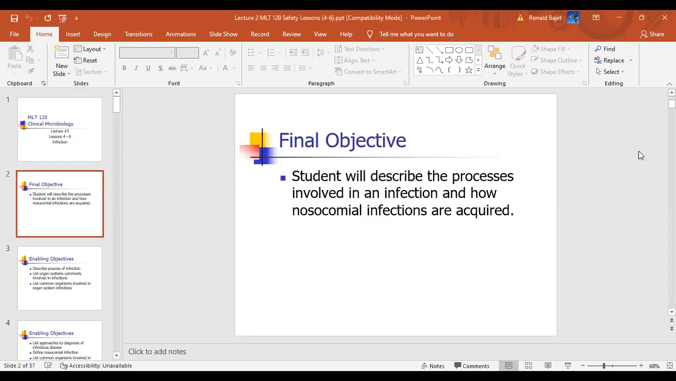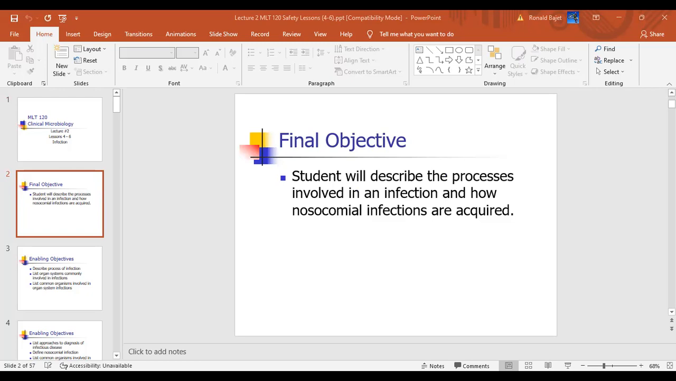Okay, you will describe the processes involving an infection and how nosocomial infections are acquired. Right off the bat, do you guys know what a nosocomial infection is? What's a nosocomial infection? Say again, what kind of infection? Yeah, hospital-acquired infection.